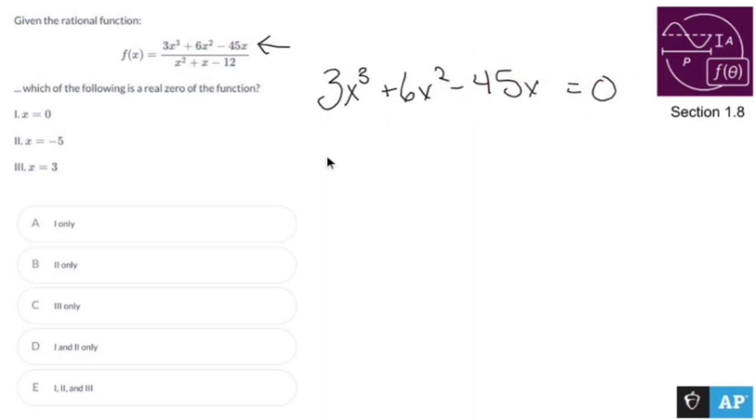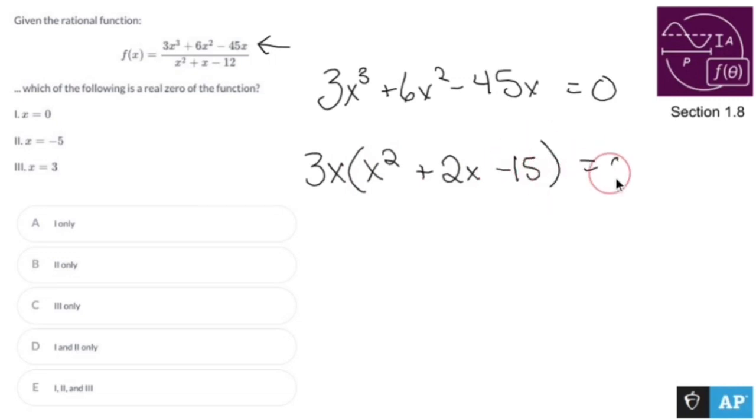Let's factor out a 3. Let's factor out an x. That leaves us with x squared plus 2x minus 15 equals 0. 3x is still there. What two numbers add up to positive 2 and multiply out to negative 15? Well, plus 5 and minus 3, of course.